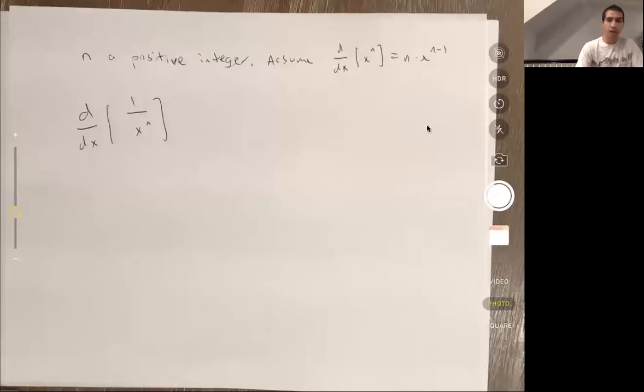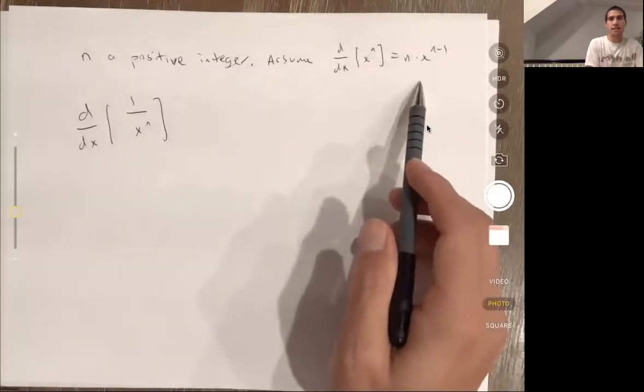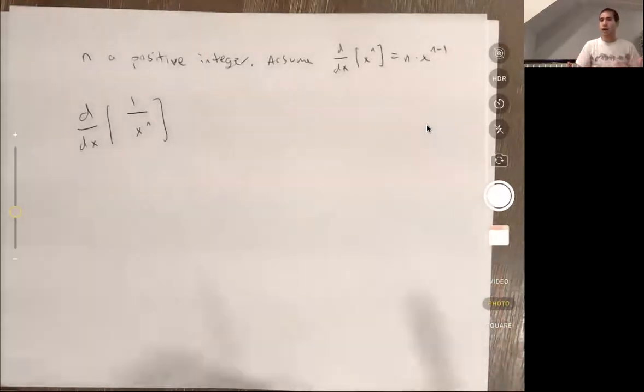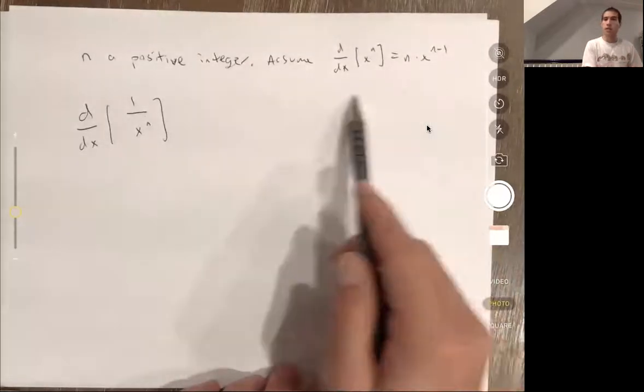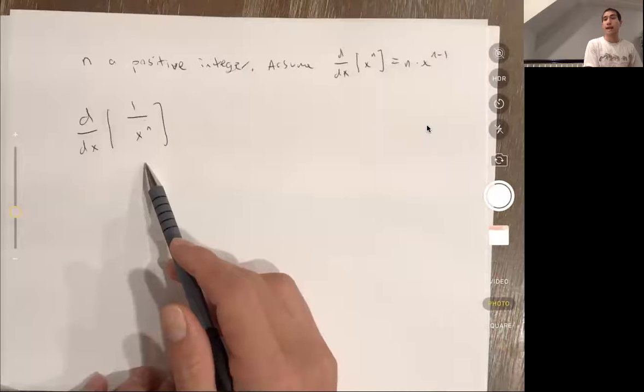Okay, in this video, I'm going to compute the derivative of 1 over x to the n. So I'm sort of trying to build the power rule right now. I'm assuming that n is a positive integer, and I'm assuming that we know that the derivative of x to the n is n times x to the n minus 1. So we can use Pascal's triangle from the last video and the definition of the derivative to prove this. And now I want to use this to show that I can do this with negative powers as well.